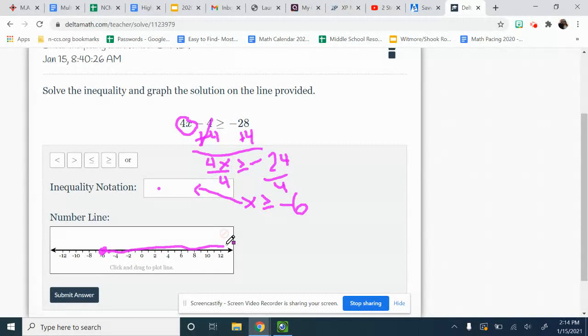If you have any questions while you're working on this assignment, send me an email, and I can walk you through another problem.